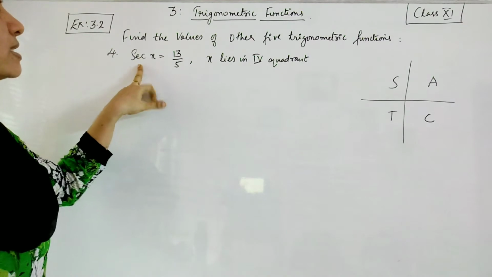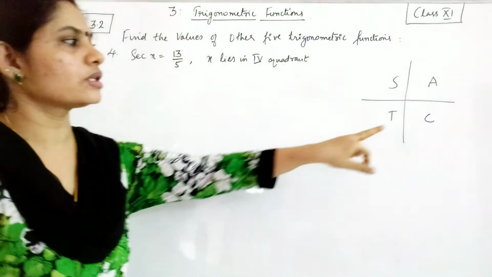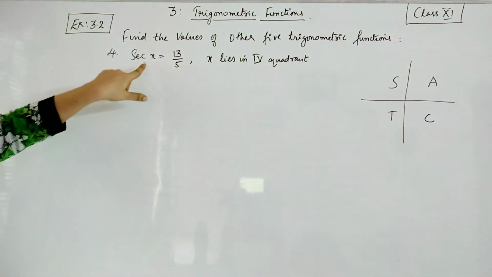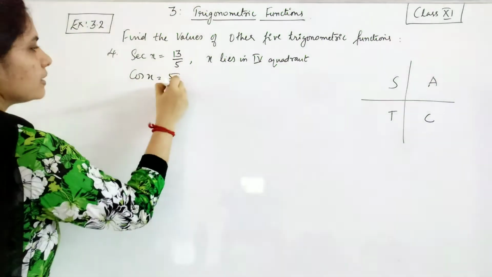Next, question number 4: sec x is equal to 13 by 5 and x lies in the fourth quadrant. Again, for the fourth quadrant you have cos to be positive, which means sec is also positive, which is given in the question. So what is cos x? Cos x is 5 by 13, again positive.